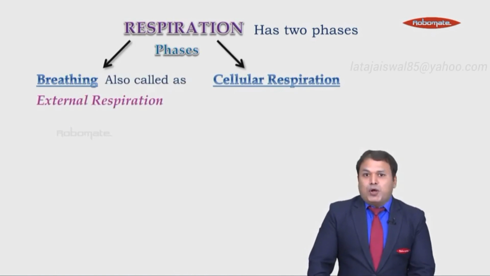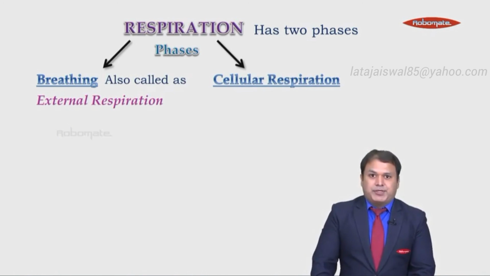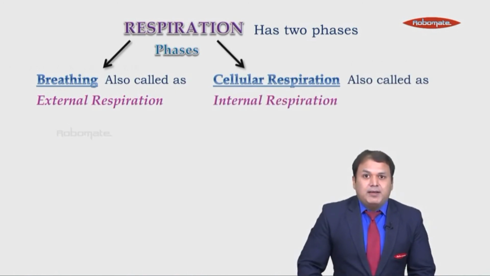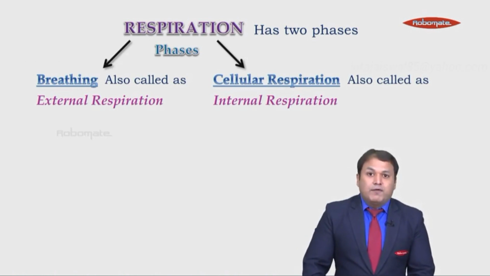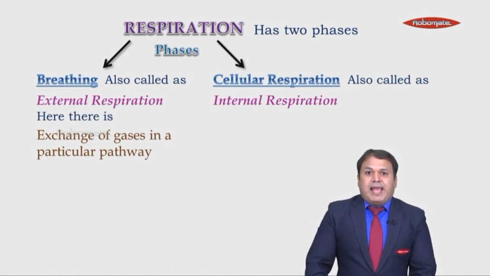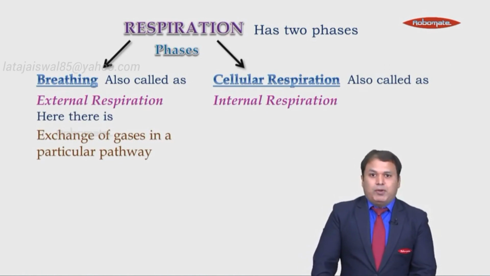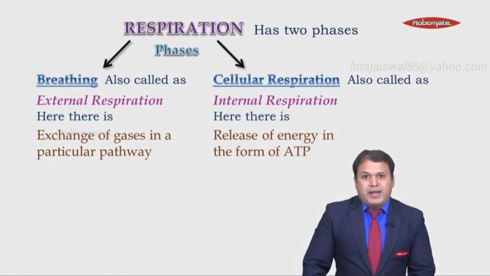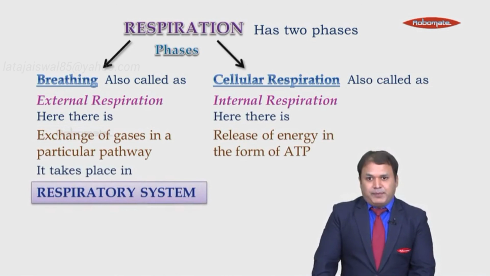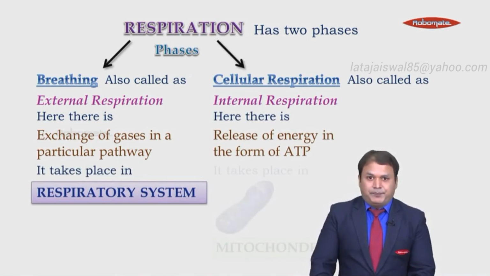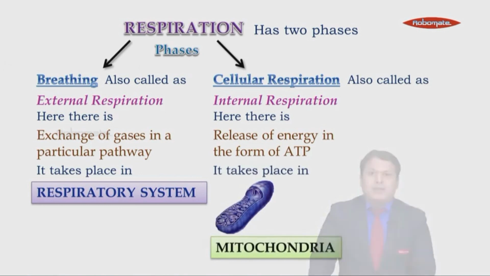Now, breathing is also called as external respiration, whereas cellular respiration is also called as internal respiration because it occurs within the cells. Now, in breathing, there is only exchange of gases in a particular pathway, whereas in cellular respiration, there is release of energy in the form of ATP. Now, breathing takes place in the respiratory system, whereas cellular respiration takes place in the mitochondria of the cells.